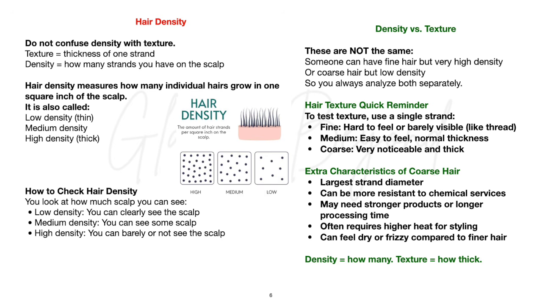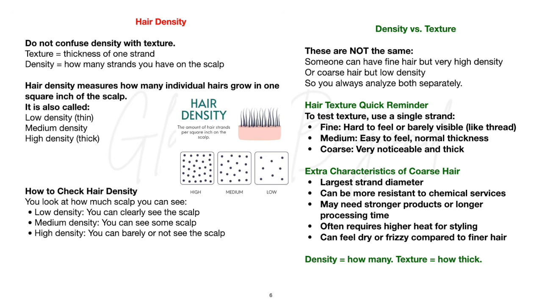Hair texture quick reminder. To test texture, use a single strand. Fine would be hard to feel or barely visible, like a thread. Medium, easy to feel, and it feels like normal thickness. Coarse hair is very noticeable and thick.